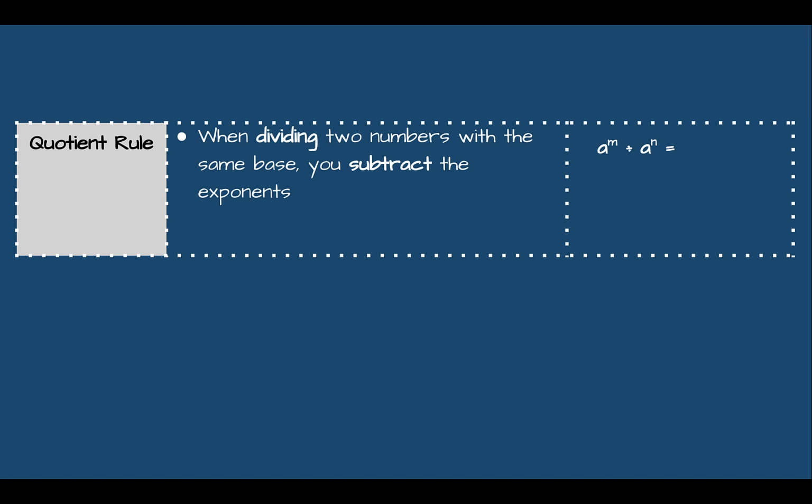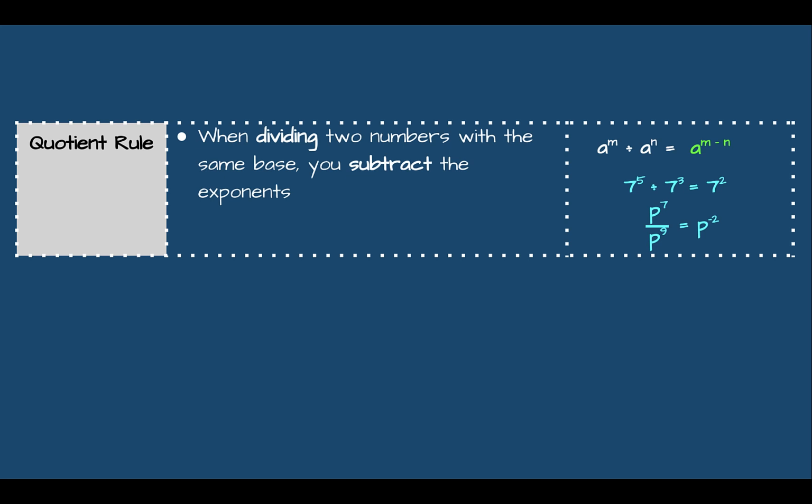So when dividing two numbers with the same base, subtract the exponents. So a to the m divided by a to the n is a to the m minus n. Same base, just subtract the exponents. So if we had 7 to the 5th divided by 7 to the 3rd, we would get 7 to the 2nd power, because 5 minus 3 is 2.